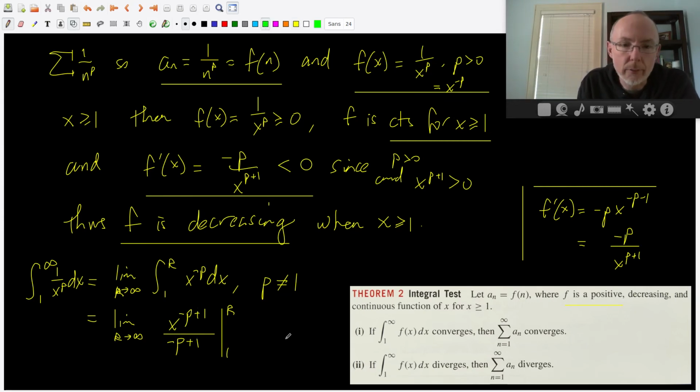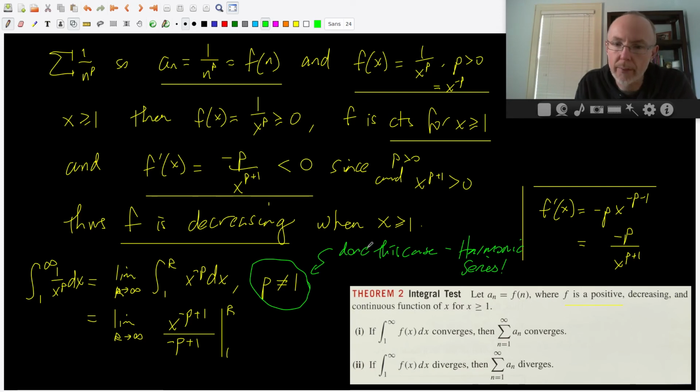And I really need to note that p is not equal to 1, because otherwise I'd be dividing by 0. But that's all right, because we've already done that case. That's the case of the harmonic series. We know that one diverges.